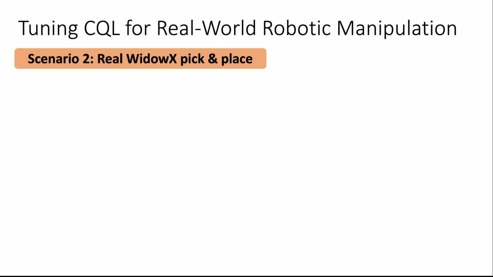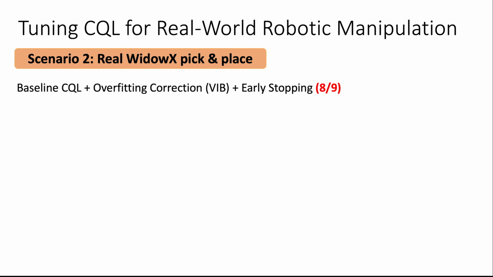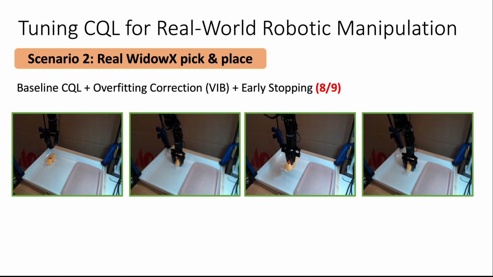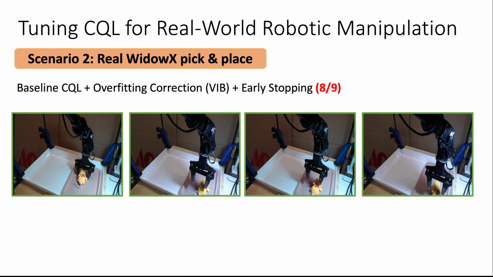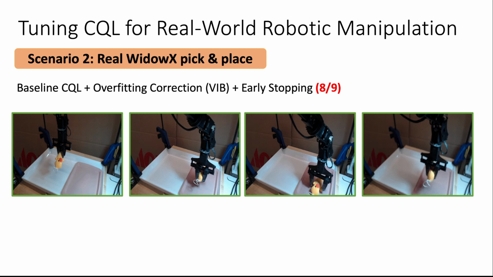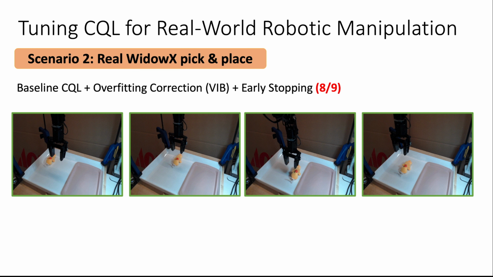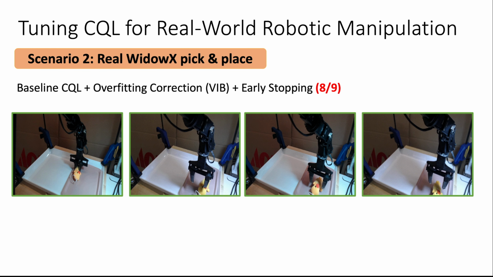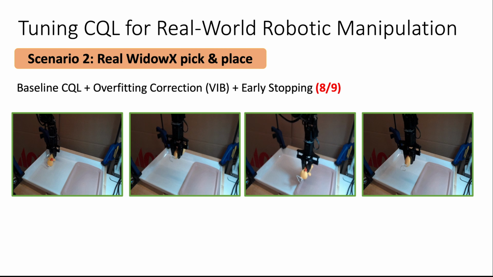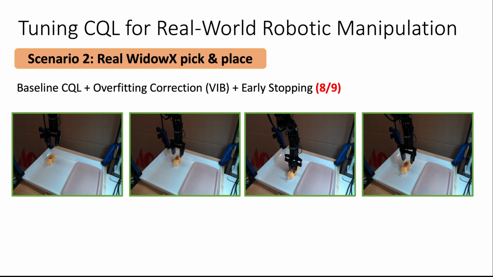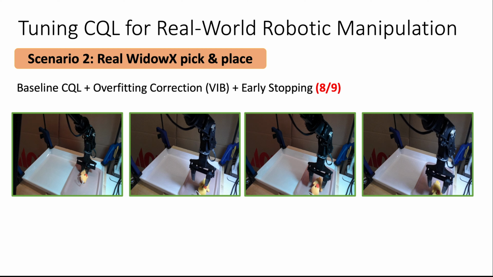Finally, when our proposed variational information bottleneck regularizer is used to correct for overfitting, in addition to the early stopping criterion, we find that the performance is increased to 8 out of 9, which is much better than any of the two approaches discussed before. And it can solve the task from locations it could not even previously solve it. This indicates the efficacy of our overfitting correction as well as an early stopping rule in detecting and addressing overfitting.